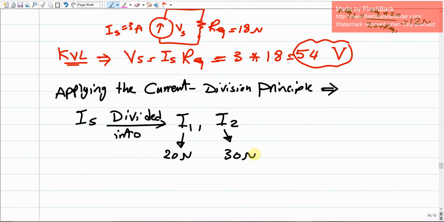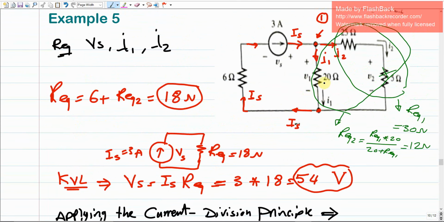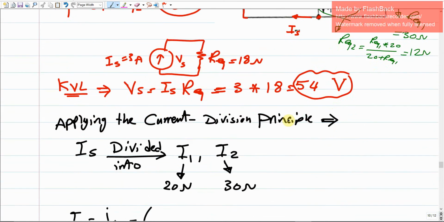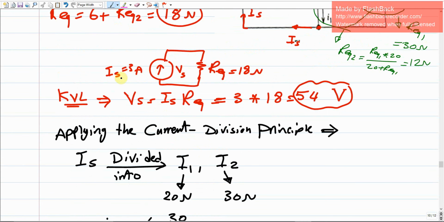Make sense? If we did the calculation and applied the current division principle, I1, as written in the problem, feeds the 20, so I take the other resistance, which is 30, divided by the sum of the two resistances, 20 plus 30. Again, I1 feeds the 20, so I take the other resistance divided by their sum, times the total current that feeds them, which is Is. Is is given here as 3 ampere.